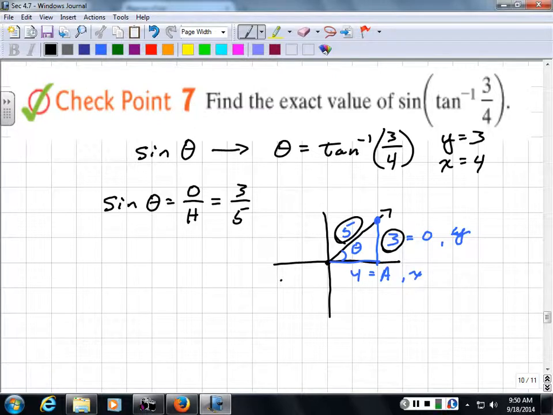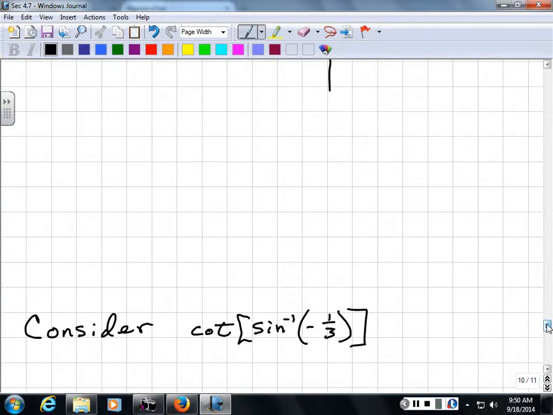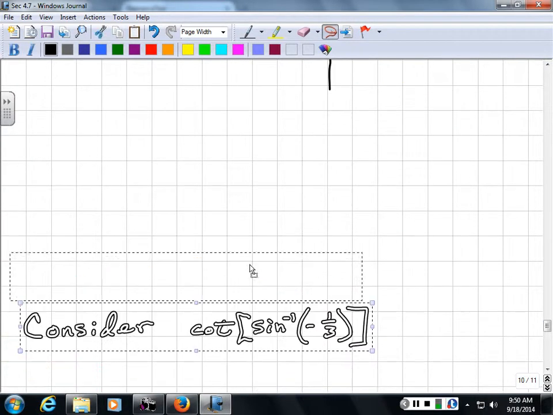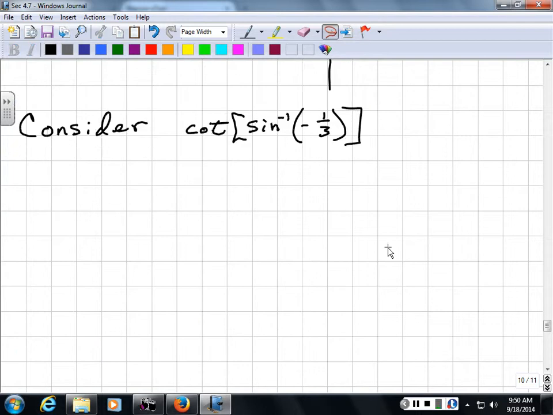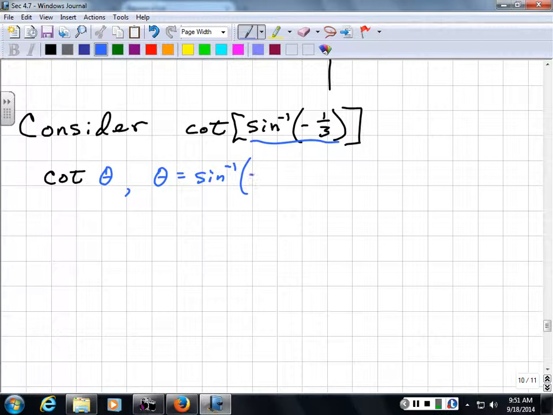Now let's look at this one. We want to consider the cotangent of the inverse sine of negative 1/3. Which means that this right here is going to be my theta. So I'm looking to find the cotangent of theta, where theta is equal to the inverse sine of negative 1/3.